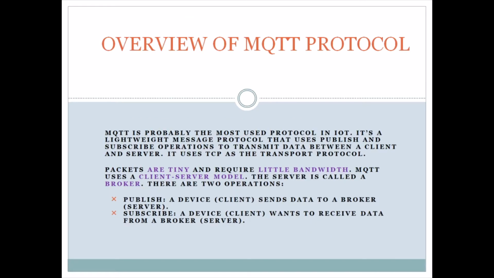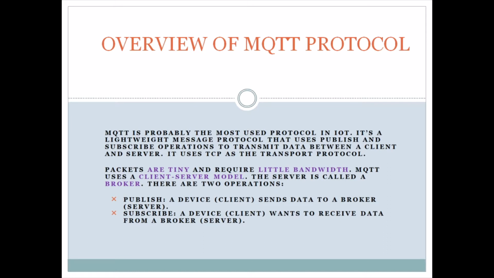So now let's look at the overview of the MQTT protocol. MQTT is a protocol which is mostly used in IoT. It is a lightweight message protocol that uses publish and subscribe operations to transmit data between client and server. And it uses TCP as a transport protocol. The reason why it is preferable is because its packet is very thin and requires very little bandwidth.